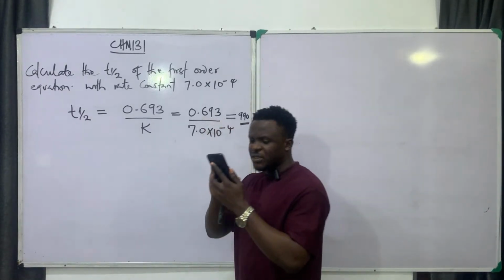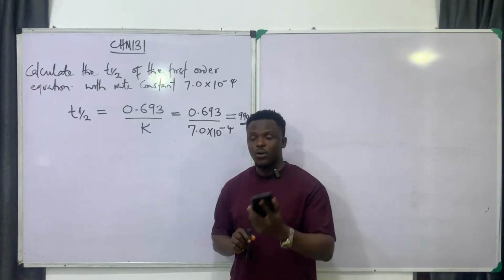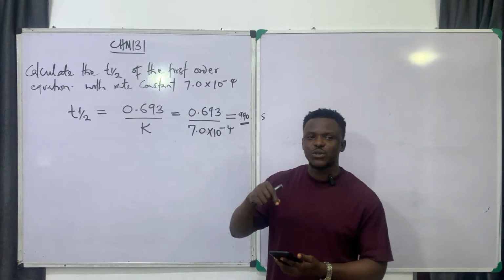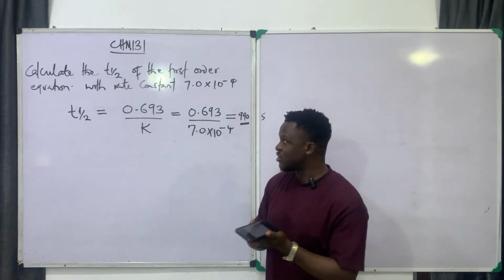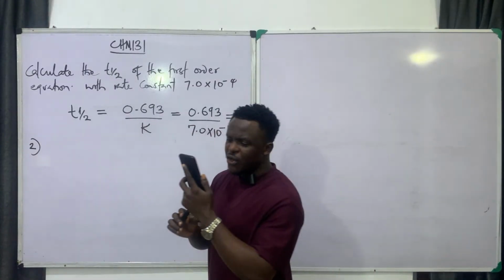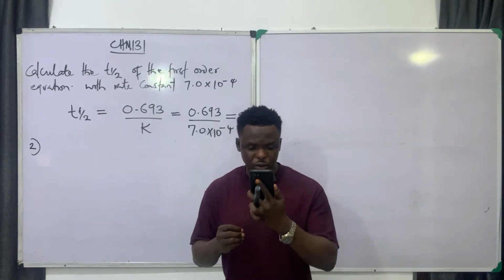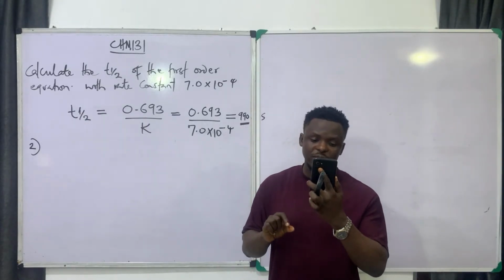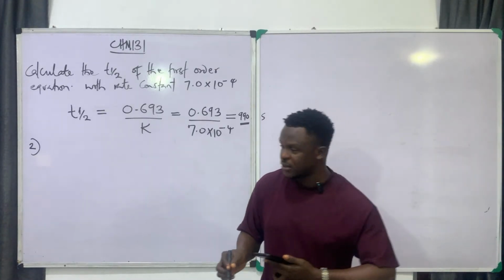Now we have the next question. Please, this is last year past question, 2024. All right. I will share the past question on the group after this class. Now, for those of us that have past question, you can check it out as well. Question number 2 says, the number of collision, please pay attention. The number of collision per second taking place between the reactant species is called what?